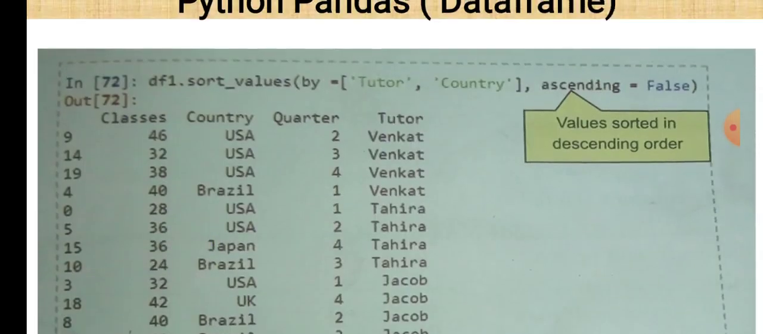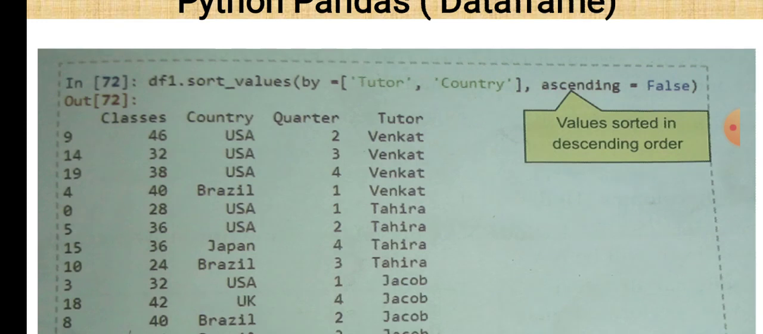Now, what will happen if we just write ascending is equal to false? By default, as we know that ascending is equal to true, it means data will be sorted in ascending order. But if you just want to find out the data in descending order, then you just give the value of parameter ascending is equal to false. So data will be in just descending order.